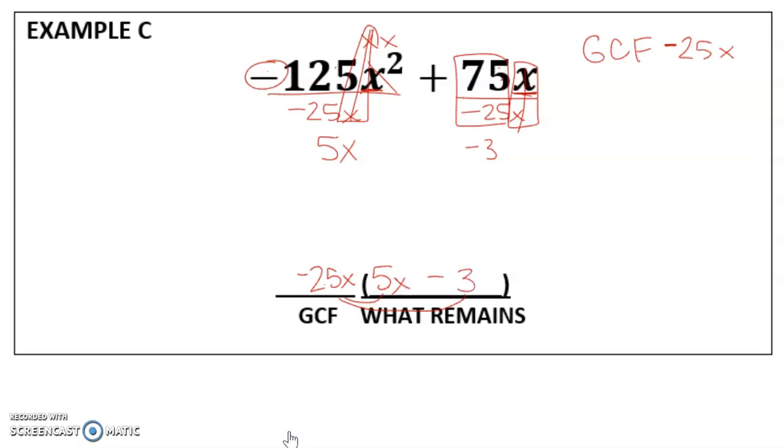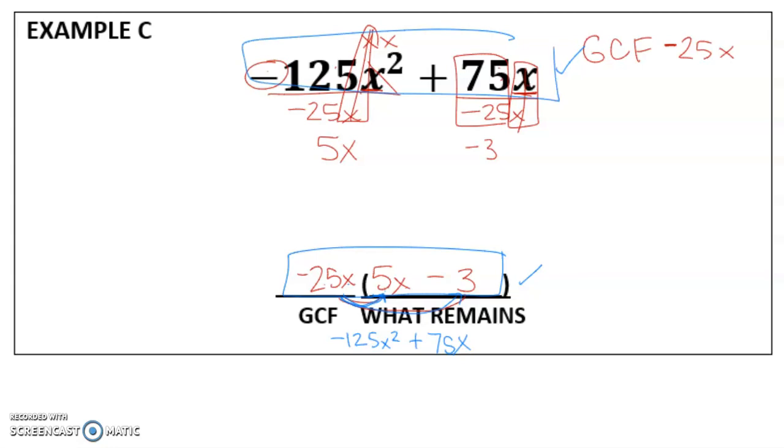If I were to check this, do my distribution, negative 25x times 5x is negative 125x squared, because x times x is x squared. Negative 25 times negative 3 is going to be positive 75 times the x, so it works, okay? It gets me back. So this is what factoring is. Paying attention, like, okay, if I take out the greatest common factor, what do I still have to multiply? So I get back to the original answer.